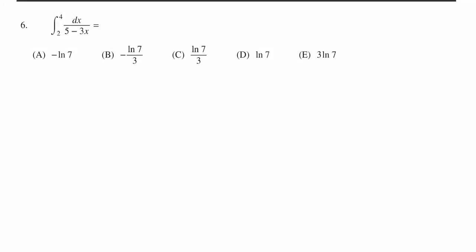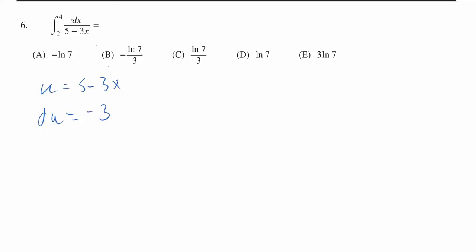Taking a look at 6 here. The integral from 2 to 4 of dx over 5 minus 3x. So we want the area under the curve. We want to integrate. I think we're going to need a u substitution on this one. And so let's take a look. If u is 5 minus 3x, then du is the negative 3.